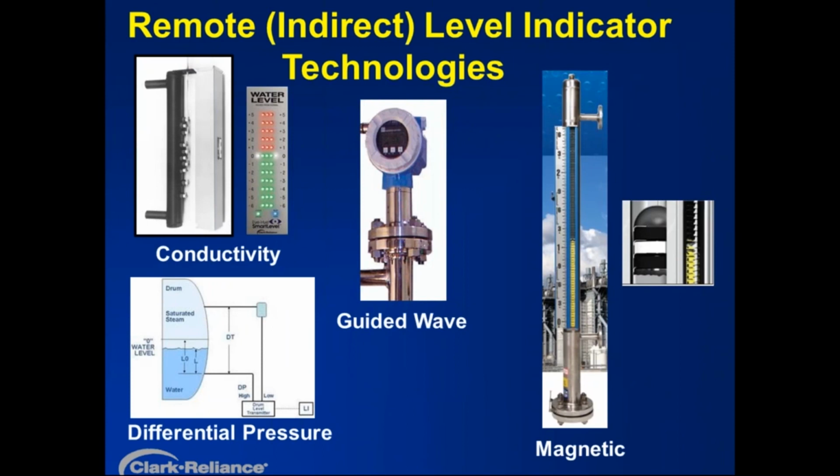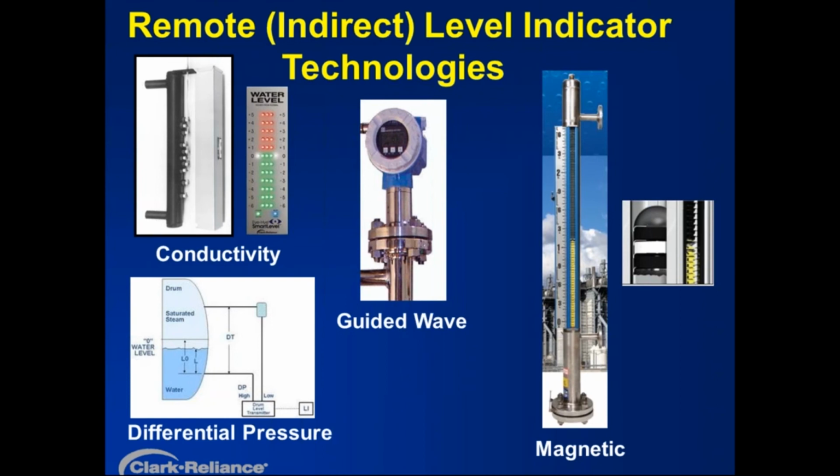When we advance now to remote or indirect level indicators, there are 4 dominant technologies that we find in the marketplace today. The one in the top left is a conductivity type device. And what you see there is the vertical chamber with the sensors installed in it that are selected and positioned either by the boiler OEM or the end user. And there's a panel indicator that can be mounted near the boiler or always in the control area for the operator. And there's a control unit in between those 2 devices.